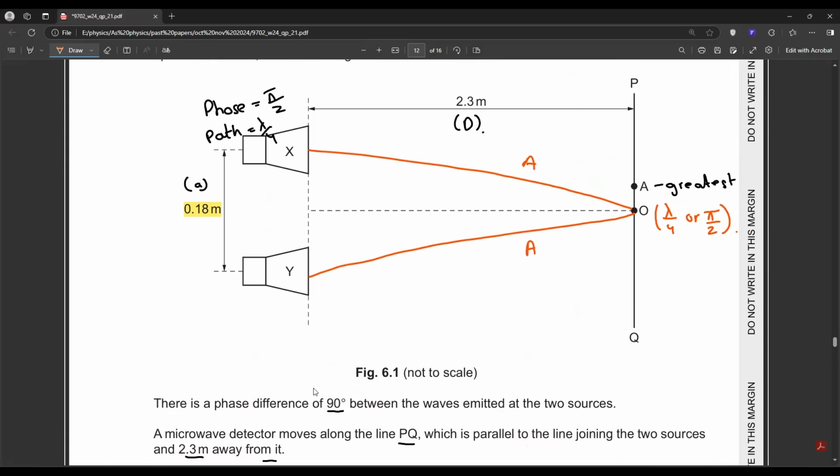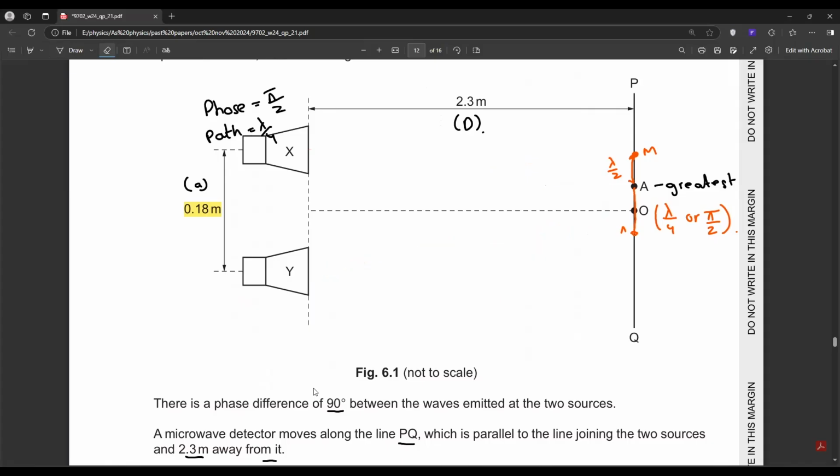Can you realize this is the intensity maximum? This is the greatest intensity. After a distance of lambda over 2, you will have an intensity minimum here. But you have to mark a point that is closer to point O. Can you realize on the downside as well, you will have the same lambda over 2 intensity minimum.